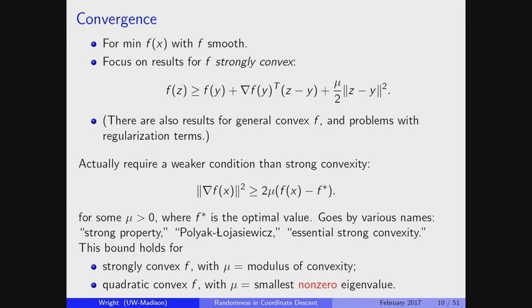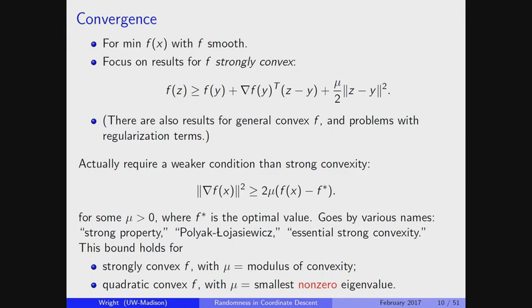In fact, it turns out that you don't really need that. You need a slightly weaker property that goes by a number of different names. We used to call it the strong property. There's another paper where we call it essential strong convexity. It's actually a special case of the Kurdyka-Lojasiewicz property. And basically, it allows you to have a solution set that's not a single point.